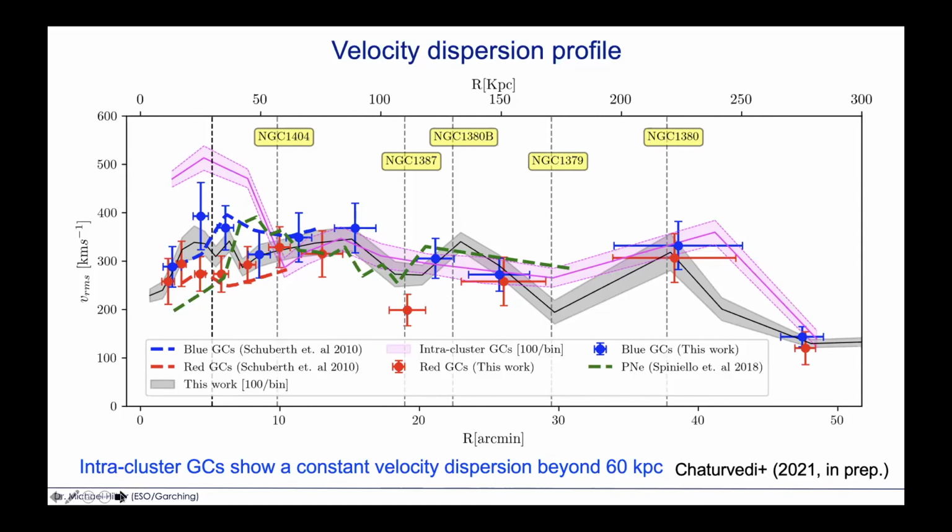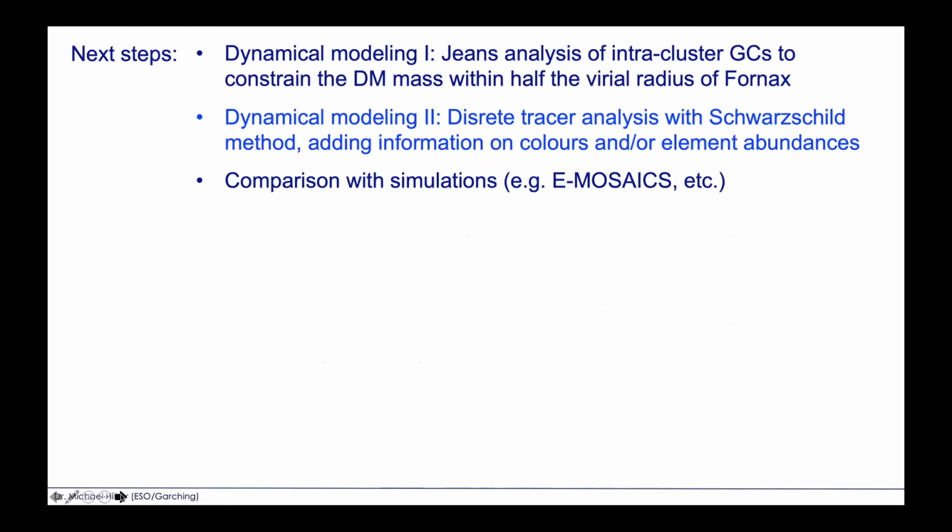So what next? At the moment, we are in the phase of going back to dynamical modeling. First, Jeans analysis of this intracluster globular cluster system, to constrain the dark matter of basically the halo of the inner cluster, not only the individual galaxies, but the whole halo. And then we try with this discrete tracer analysis and Schwarzschild methods to find also the substructures. So to find really the assembly history through orbital modeling of the globular clusters that are in the substructures that belong to galaxies or to the accretion, tidal accretion events.